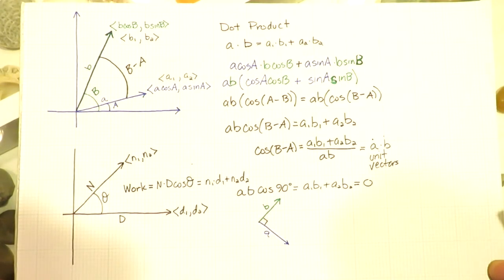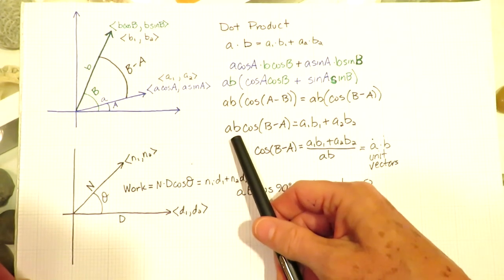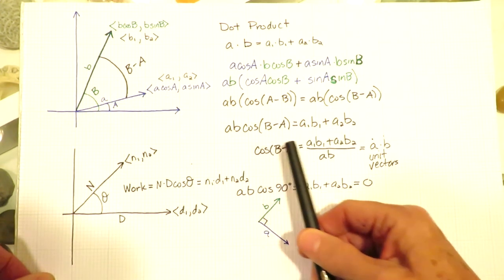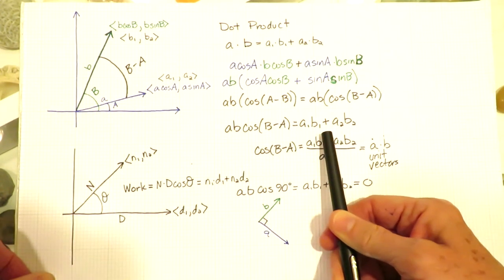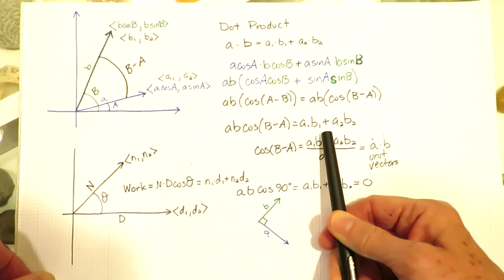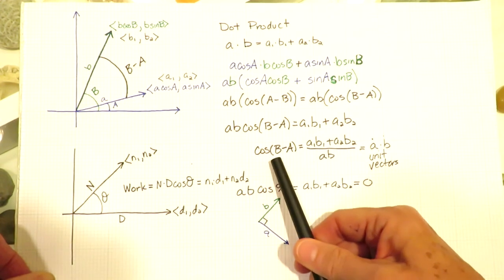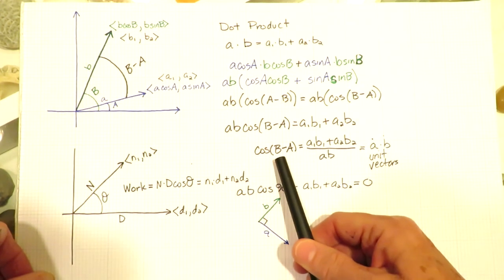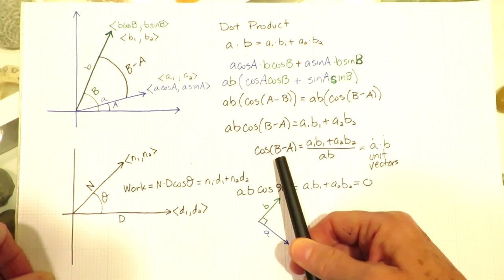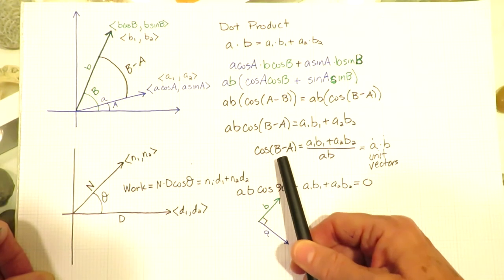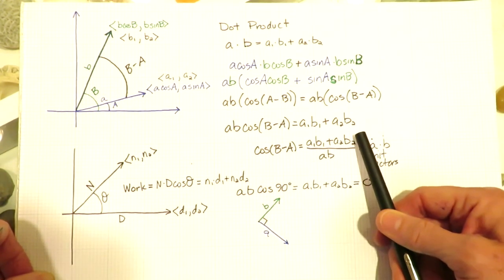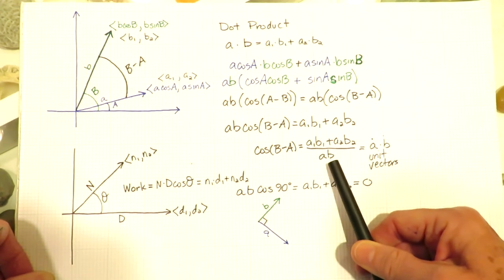Some other important aspects of our definition of dot product is that this relationship of the product of the lengths of the vectors times cosine of the angle in between being equivalent to the sum of the product of the components can be rewritten in terms of cosine of the angle in between. And you will see this as the definition on how to find the angle in between two vectors. It'll say cosine of the angle in between two vectors is equal to the dot product of the vectors divided by the lengths of the vectors.